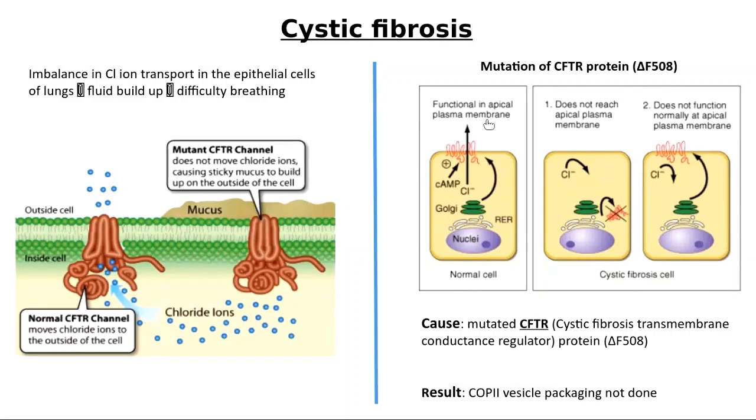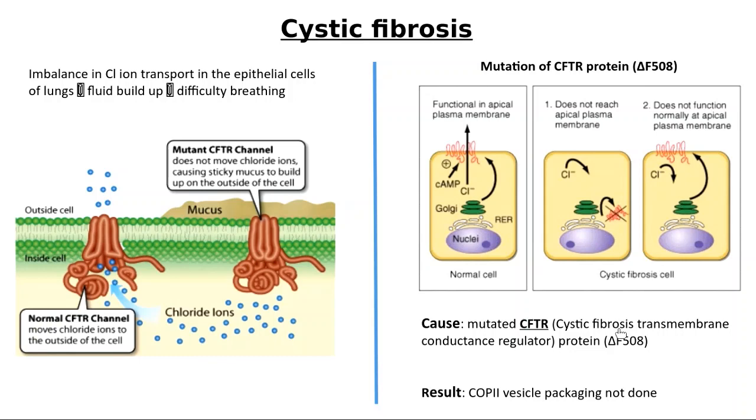Now there are two situations. In this case, we have the delta 508 mutation. That means in the sorting signal itself. Okay, sorting signal where? Sorting signal in case of COP2 coat formation. So the COP2 coat has some mutant sorting signal. That mutation is basically a phenylalanine deletion at the 508th position. In that case, it cannot recruit the CFTR protein.